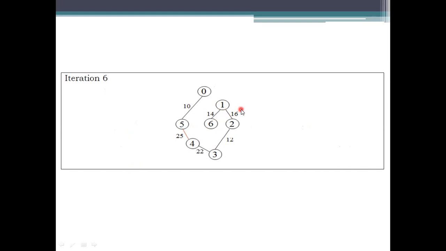If we add any other edge to this, like 0 to 1, 4 to 6, or 6 to 4, or if you are adding any other value, like 0 to 6 or any other, what happens here? It creates a cycle, and we need to stop here only.